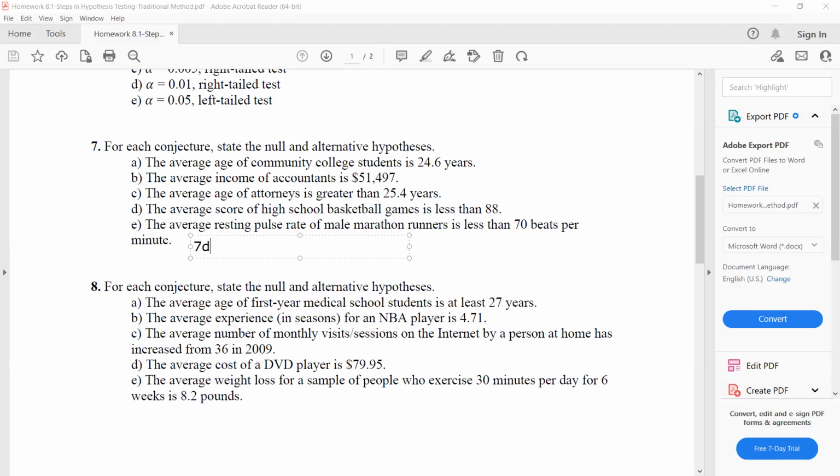So for 7D, we're going to say that H0, and we have H1 here. So H1 is mu is less than 88. That means H0 is going to be mu is greater than or equal to 88. Okay. All right. Yes. How about E?